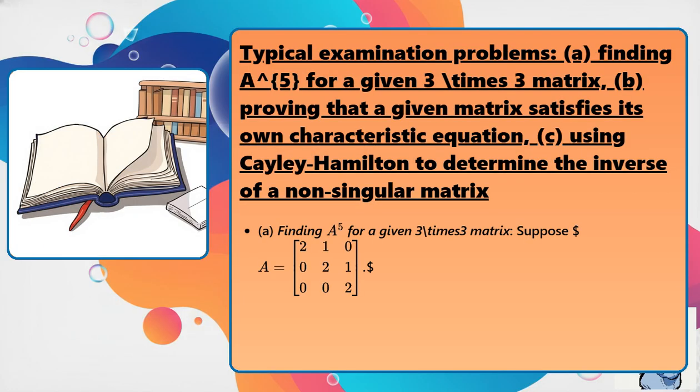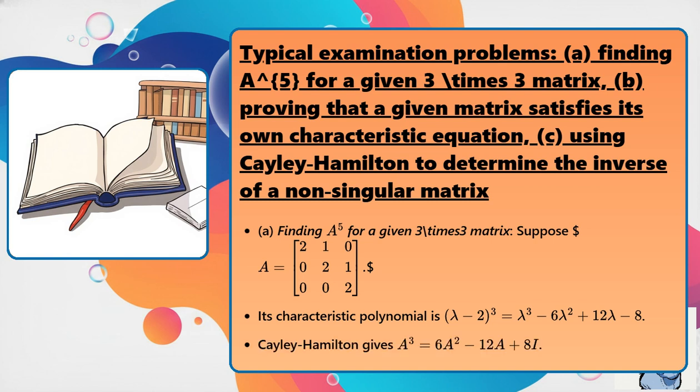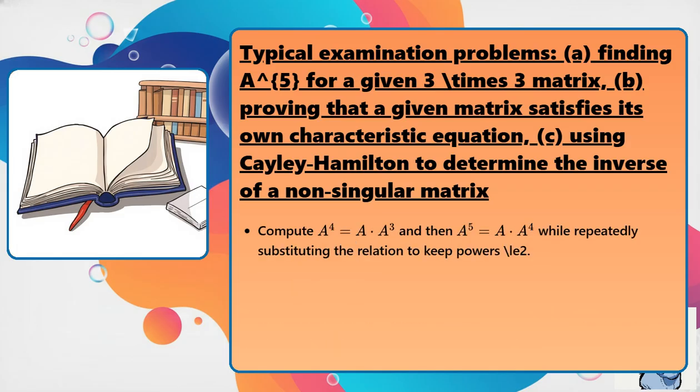Suppose A equals a 3×3 matrix with first row 2, 1, 0, second row 0, 2, 1, third row 0, 0, 2. Its characteristic polynomial is (lambda minus 2) cubed, which expands to lambda cubed minus 6 lambda squared plus 12 lambda minus 8. Cayley-Hamilton gives A cubed equals 6A squared minus 12A plus 8I. Compute A to the 4th as A times A cubed, and then A to the 5th as A times A to the 4th, repeatedly substituting the relation to keep powers less than or equal to 2. The final answer is A to the 5th equals 32A squared minus 80A plus 64I.